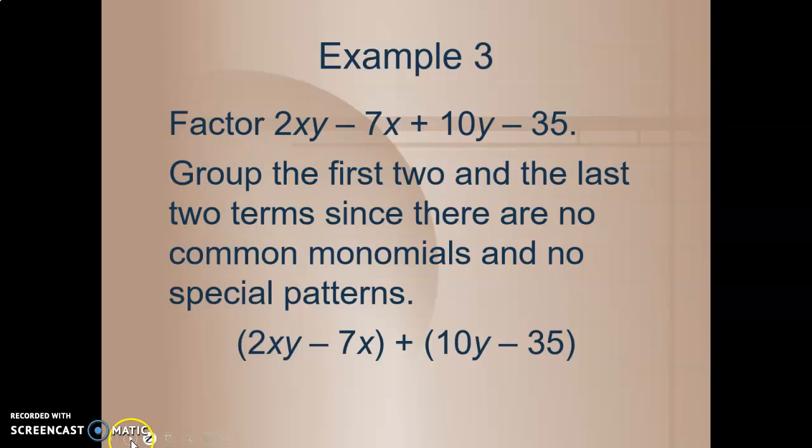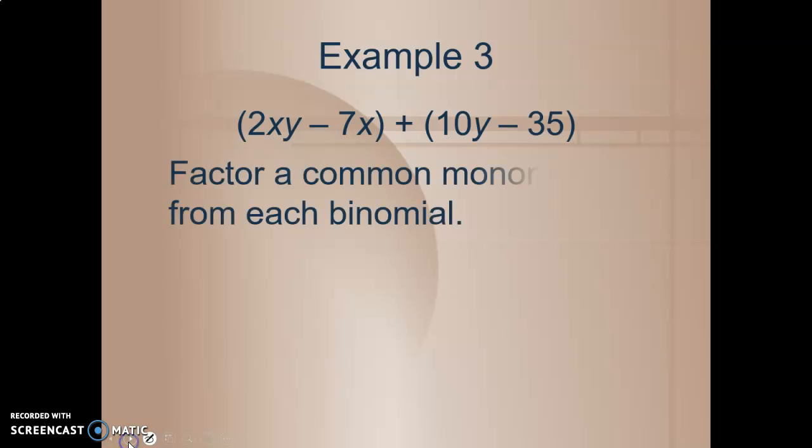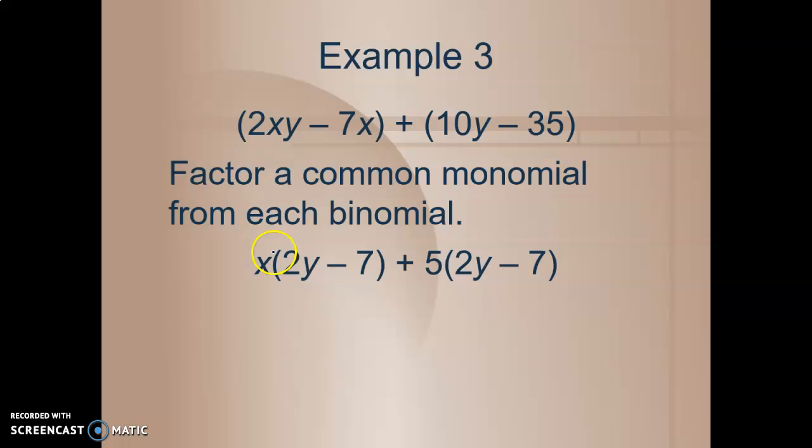So by grouping the first, we get 2xy minus 7x. You can see x is our common factor. And 10y minus 35, it looks like 5 is going to be our common factor here. So we'll factor a common monomial from each binomial, and we do get x times 2y minus 7. And when we factor out our 5, we get 2y minus 7.